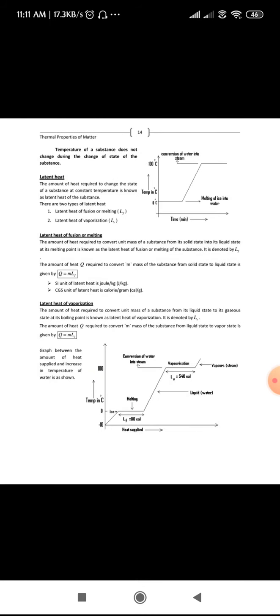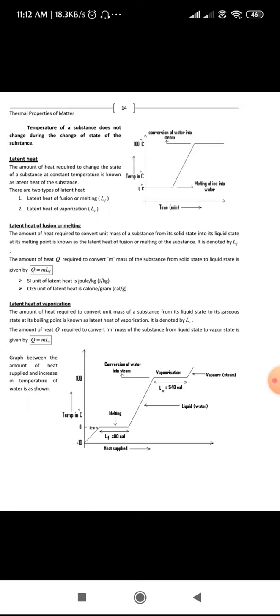You can see that the temperature of a substance does not change during the change of state of the substance. When you supply heat to ice at 0 degrees Celsius, the ice gets converted into water, and the temperature doesn't change until the entire ice gets converted into water. Once the entire ice has become water, the temperature starts to increase from 0 degrees Celsius to 1, 2, 3, like that. So until the complete change of state, the temperature doesn't increase. That is what they have given here.